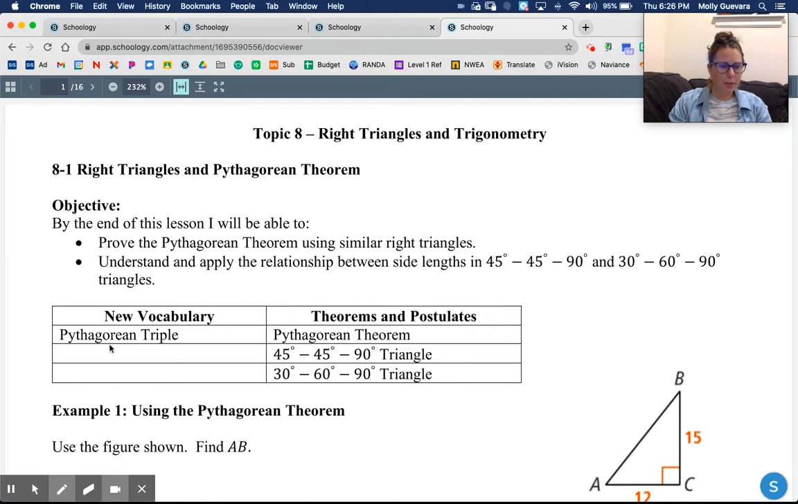New vocabulary, we're going to look at what is a Pythagorean triple. And then we're also going to do a quick review of the Pythagorean theorem, and then we're going to look at these 45, 45, 90s and 30, 60, 90s. So let's go ahead and go to the back of our packet where we have our vocabulary and theorems, and let's review some of these.